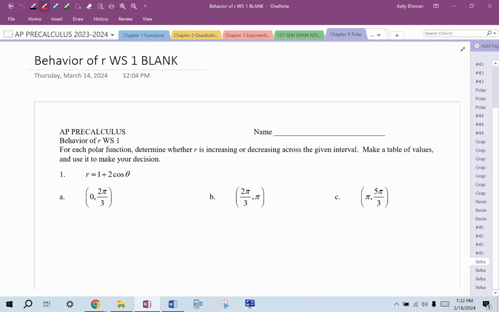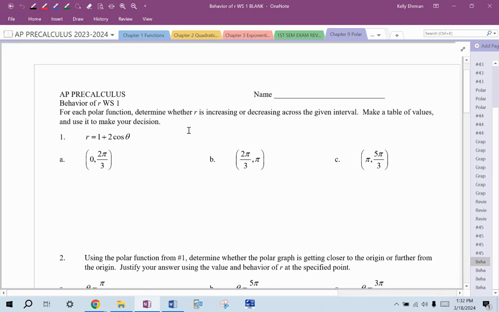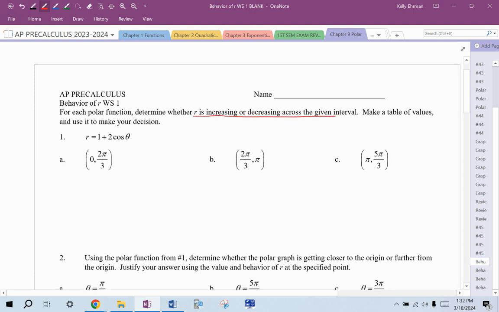All right, so starting for this worksheet, it says for each polar function, determine whether r is increasing or decreasing across the given interval. So remember, we just do this by making a table of values, and we look at whether the numbers are increasing or decreasing. And sometimes it could be increasing for a bit and then decreasing.